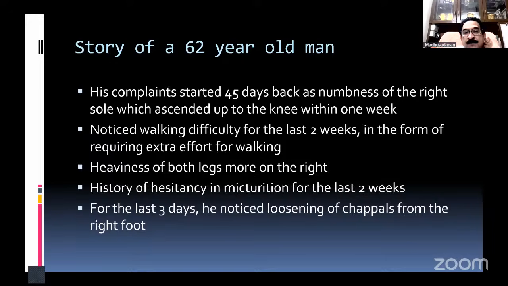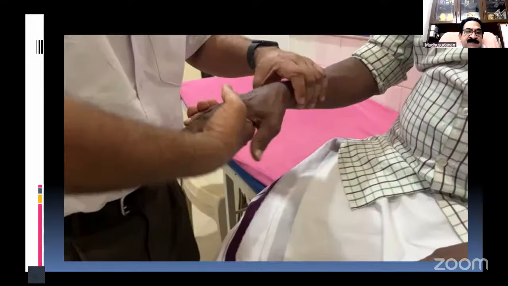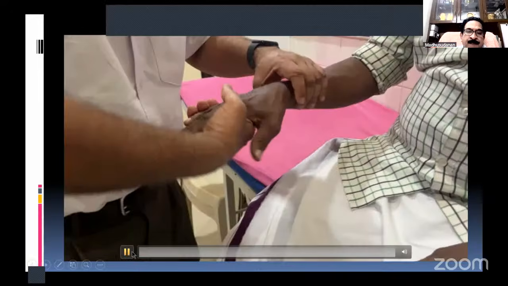So, to summarize, it started 45 days back with numbness of the right sole. Then he developed walking difficulty and heaviness of both legs, then bladder problems. In the last 3 days he noted foot weakness. Okay, so this is the video of the patient.